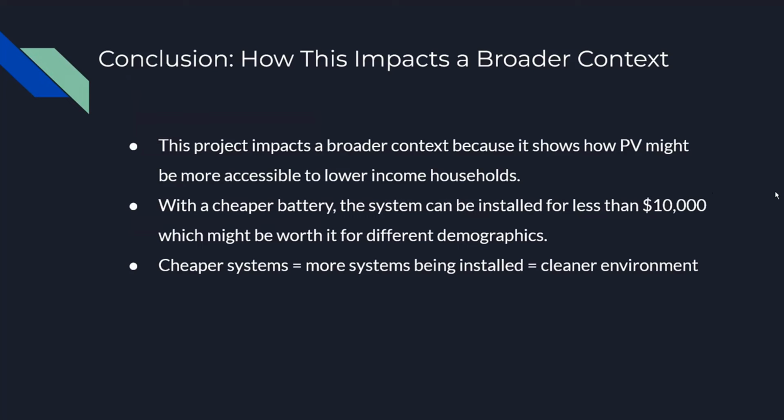So how does this impact a broader context? This project impacts broader context because it shows that PV is more accessible to lower income families and households. With a cheaper battery, the system can be installed for maybe even less than $10,000 in some cases, which could be worth it for different demographics. And last point, cheaper systems means more systems will be installed throughout America and the world, and that will make for a cleaner environment and climate.